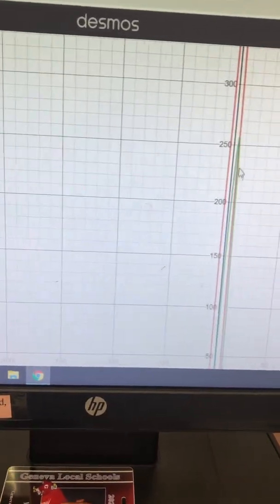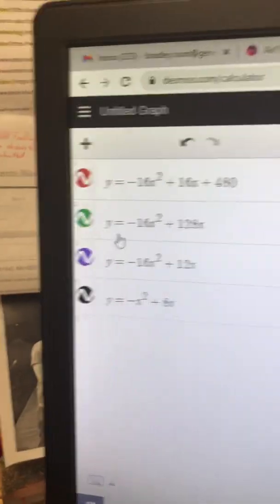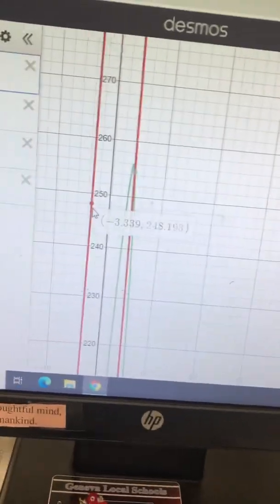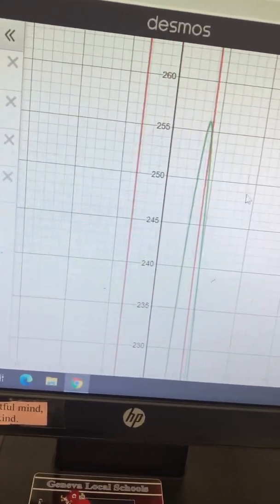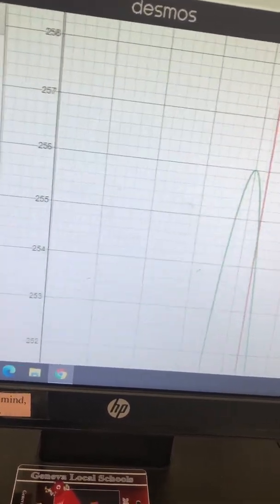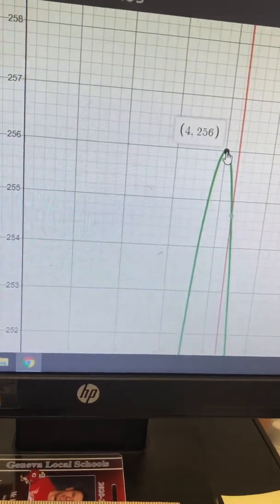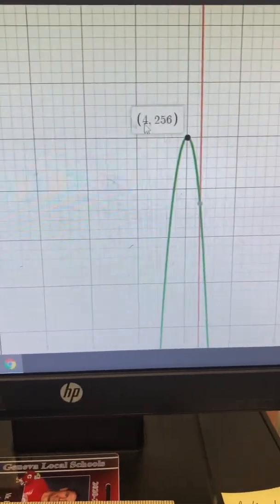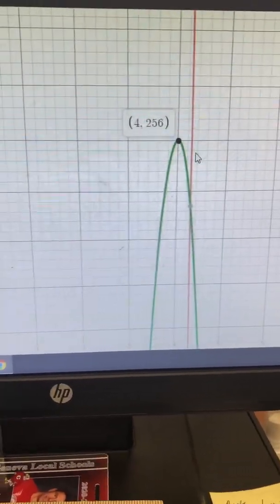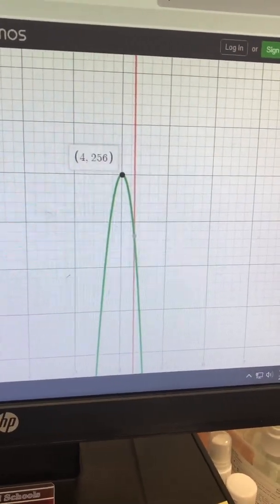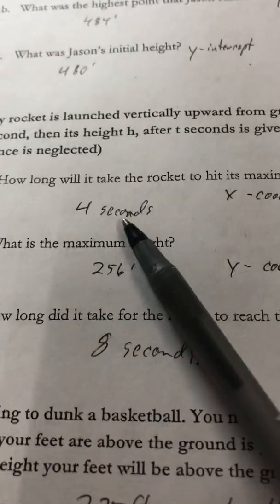Okay, it's the green one. See, I just plugged in. It's going to be the green one, the second one. So, let me just keep all moving. Okay, so right here. That's the very top. That's the maximum. So it took 4 seconds. That's going to be my X value way down here. And then the Y value you can see is just 256. That's the maximum height. So the maximum height is 256, and it was 4 seconds it took to get there.